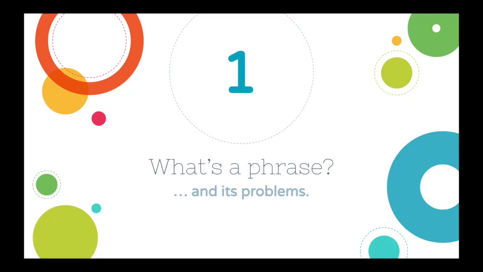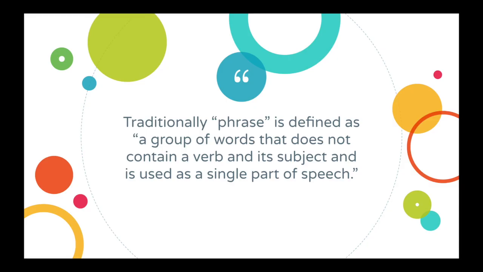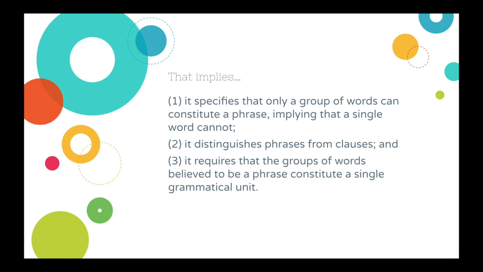Let's talk about the first topic, which is what's a phrase and the problem with its definition. You can ask some linguists about the definition of a phrase and you'll get different answers, but traditionally a phrase is defined as a group of words that does not contain a verb and a subject and is used as a single part of speech. From this definition we can imply 3 things.